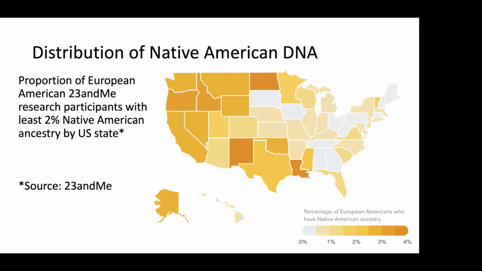Here's a fascinating map from 23andMe. It shows the percentage of European Americans in each state that have at least 2% Native American ancestry. In the eastern states, the number is mostly 1% or less. In the western states, it can be as high as 4%.